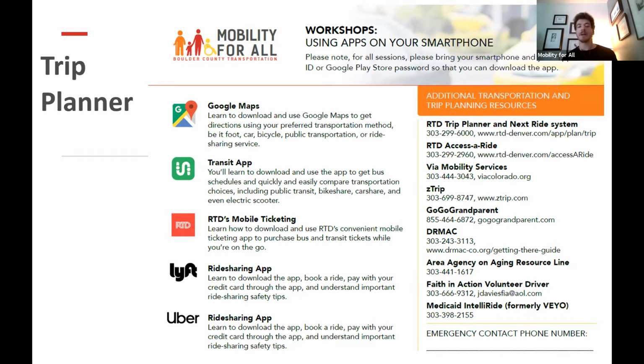I will be covering how to do that in the application as well, but you can always call that number, and the person at RTD can help make a trip plan for you or help let you know when the next bus is going to arrive. RTD Accessoride number is included there. Via Mobility Services, Z-Trip, which is a taxi cab service for the area.